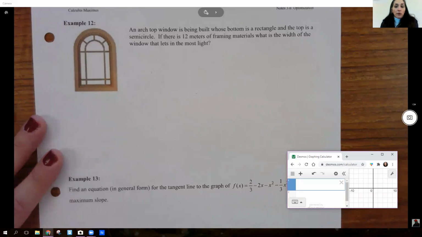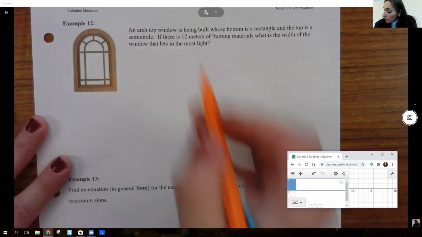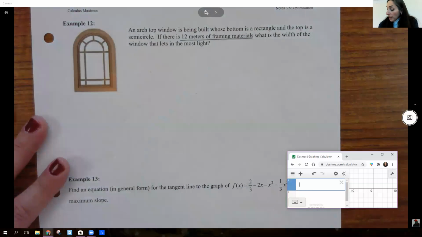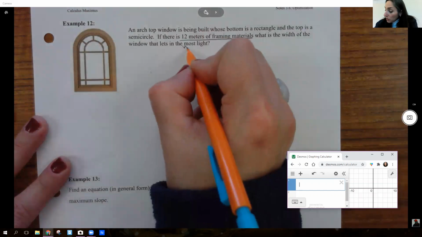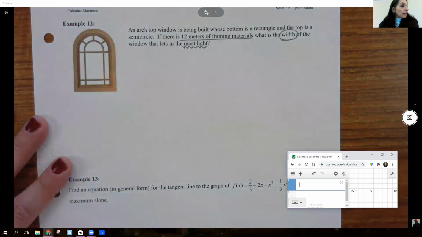Alrighty, so now we're on to example 12. An archtop window is being built whose bottom is a rectangle and the top is a semicircle. If there are 12 meters of framing materials, what is the width of the window that lets in the most light? We only need to have the width, and it needs to let in the most light.